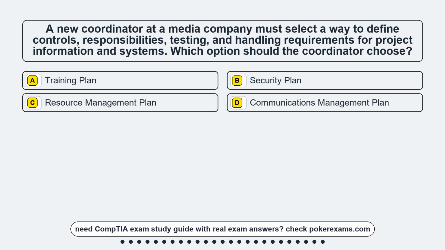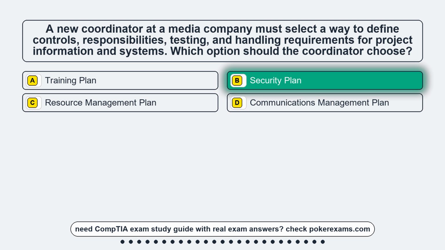Question 11. A new coordinator at a media company must select a way to define controls, responsibilities, testing, and handling requirements for project information and systems. Which option should the coordinator choose? Option A, a training plan. Option B, security plan. Option C, resource management plan. Option D, communications management plan. The correct answer is option B, security plan.